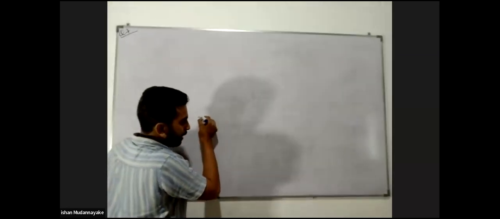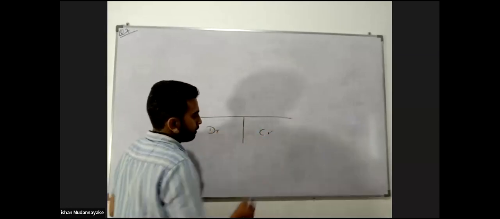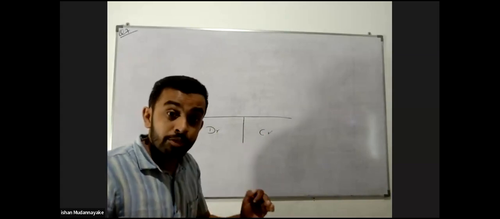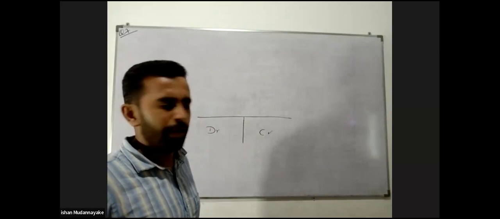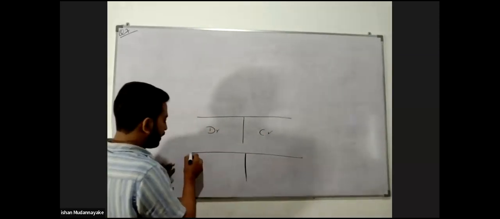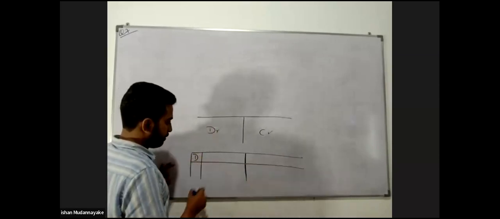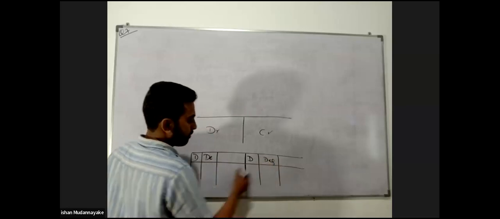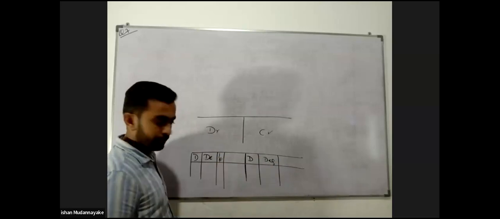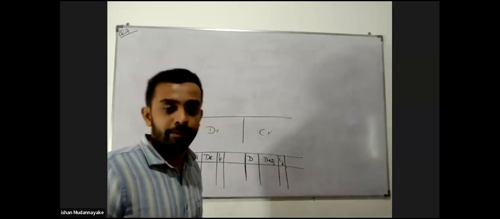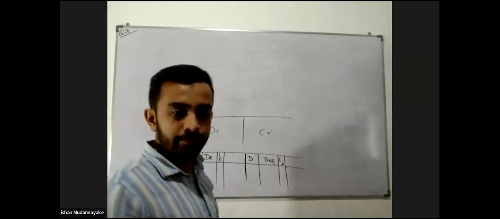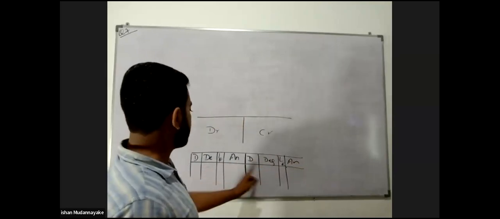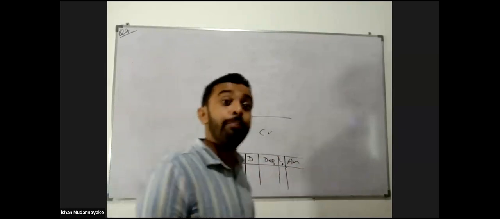Students, every account has two sides, debit side and credit side. We have a specific structured format to prepare a ledger account. Debit side, date. Debit side, description. Credit side, date. Credit side, description. And then here, LF. Last year we discussed LF. Credit side also LF, the opposite account page number. In LF, we can record the opposite account page number. And then here, amount. Date, description, LF, amount.